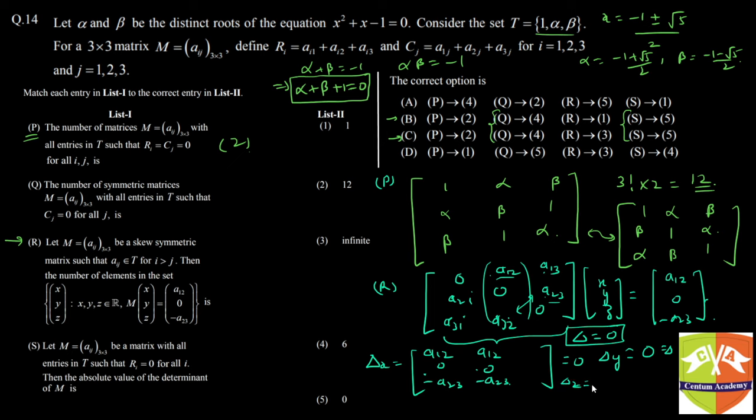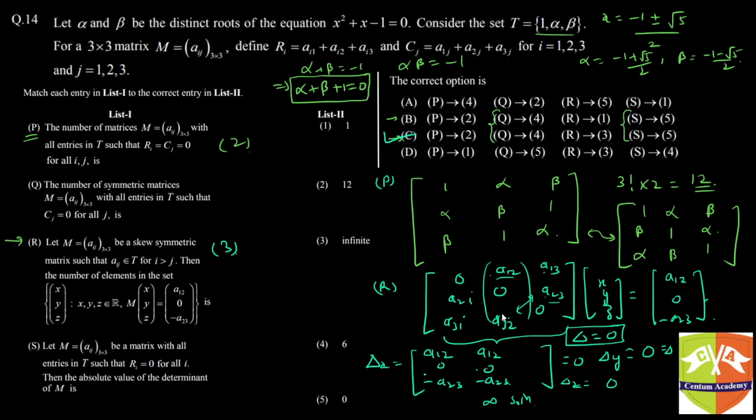And what about delta z? For delta z, you will replace the third column with A12, 0 and minus A23, which is practically the same as the second column. So again, delta z will also be 0. So if all the deltas are 0, that means it's a case of infinitely many solutions. So option number R is 3, infinitely many solutions, and this is in option number C. So C is my correct answer.